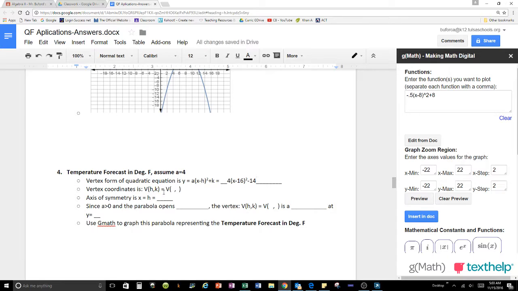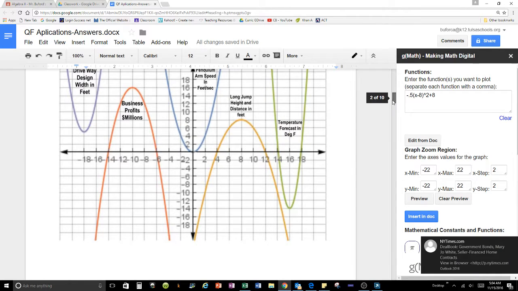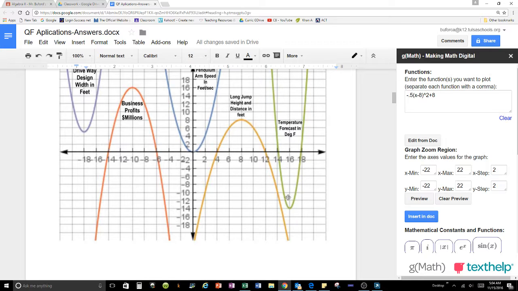Okay, so the coordinates of the vertex was 16 and minus 14. The axis of symmetry is at x equals h, which equals 16. Remember, the axis of symmetry is the value of x that cuts the parabola right in half, and that's just equal to the value of h, which is 16. Cuts the parabola right in half.